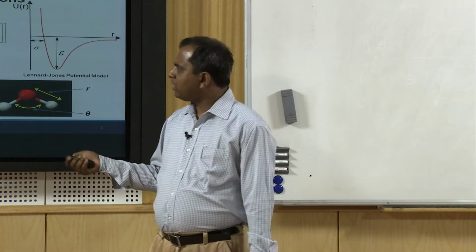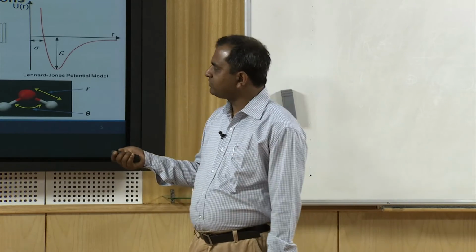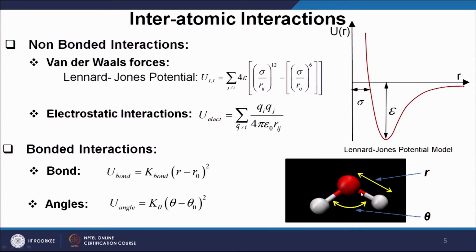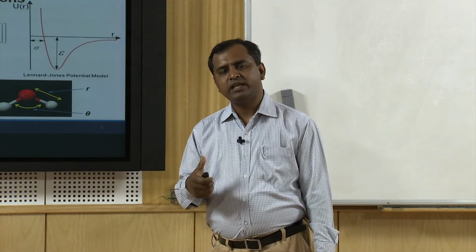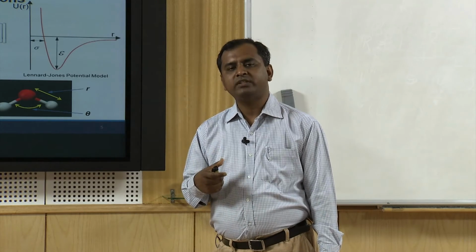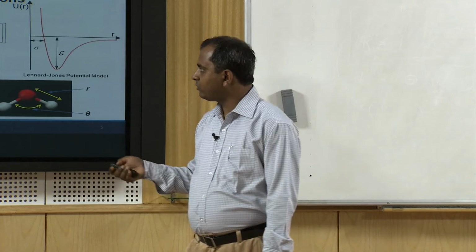So, the stretching potential can be written as U bond equals K bond. This is some constant we keep for different molecules. We have chemical charts from where you can get these potential constants. Then (R minus R naught), where R naught is the equilibrium gap between the atoms in the bond, squared.